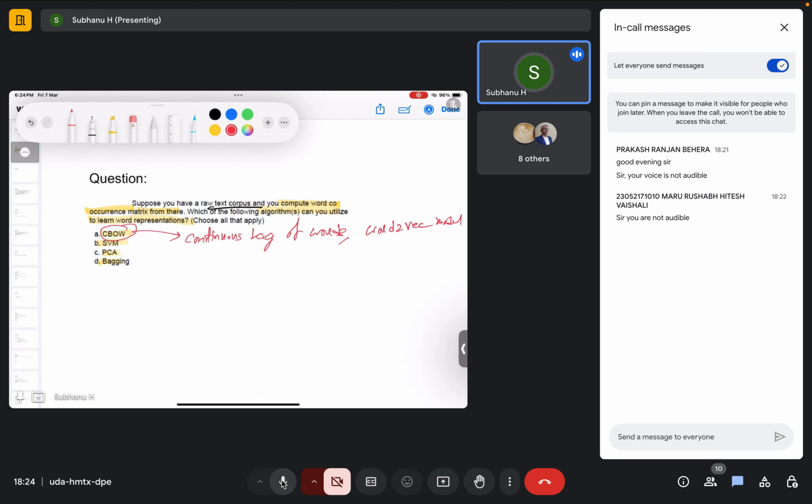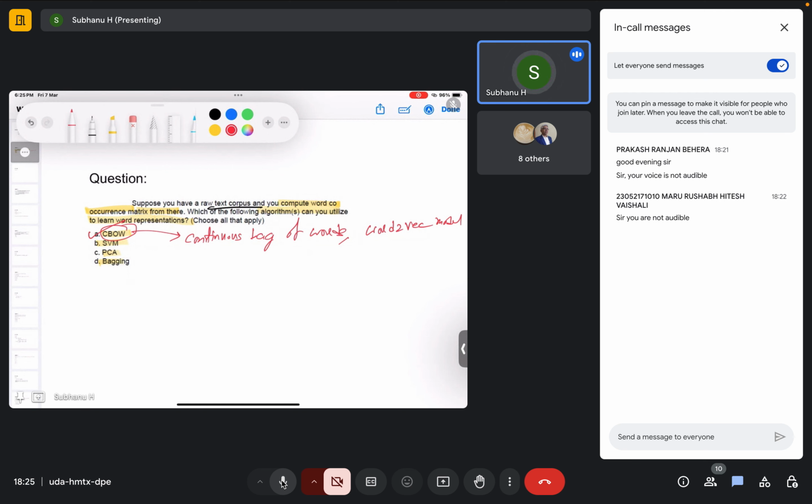it typically uses a sliding window rather than direct co-occurrence matrices. Co-occurrence matrices can still be useful for training word embeddings in related models like GloVe. So CBOW is the correct answer, that we can use the CBOW algorithm to learn the word representations.